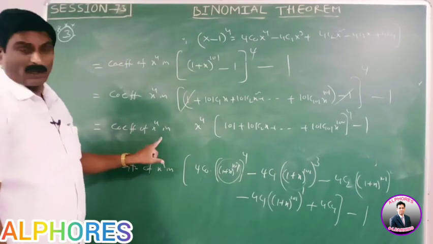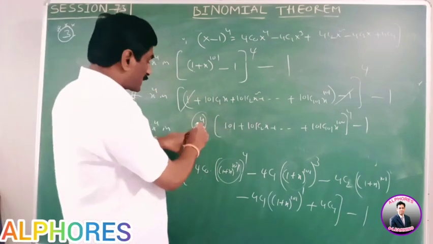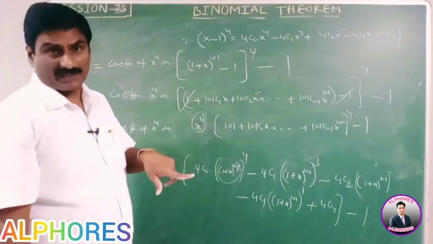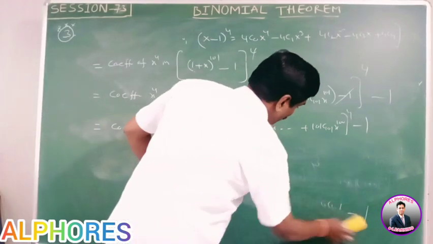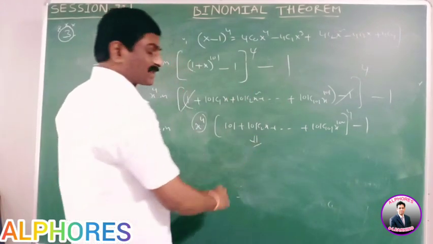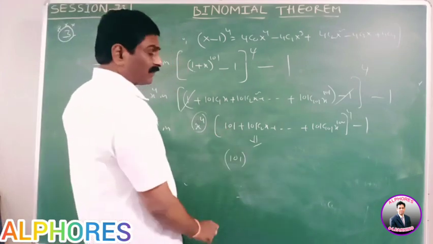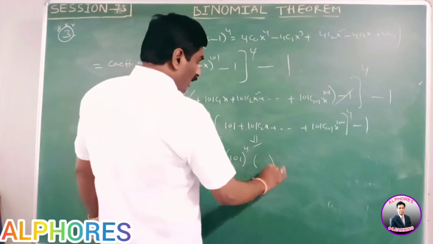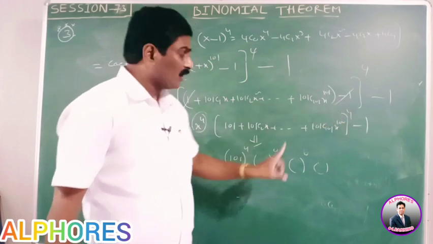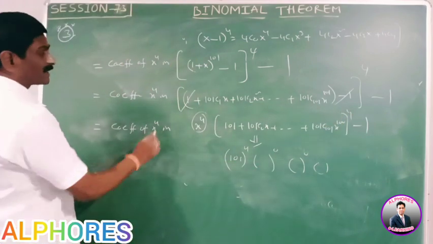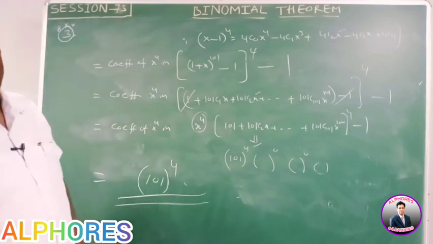Now the required value is the x power 4 coefficient. Here x power 4 into a constant means we get the x power 4 coefficient. Therefore, the required value is nothing but the constant term in this expansion. What is the constant term in this expansion? It is 101. By using the multinomial theorem, 101 whole power 4, with all the remaining powers being 0, since the sum of the index values is definitely n. So the coefficient of x power 4 is equal to 101 whole power 4. Very, very important. Please note this value.